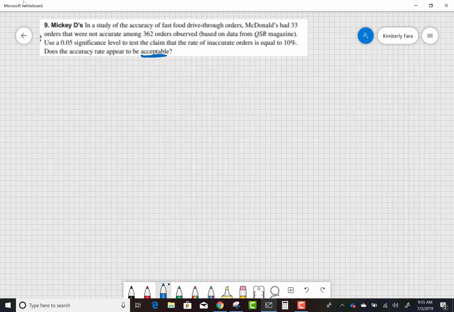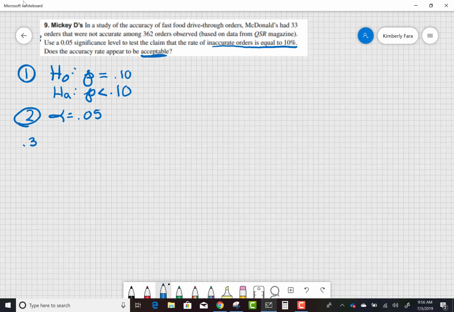So we're going to do our hypotheses. Our null hypothesis is that P is equal to 10%. And our alternative hypothesis is that P is less than 10% for inaccurate orders. We want it to be less than 10% because we're testing the inaccuracy. Then we set our alpha level, and it says 0.05.